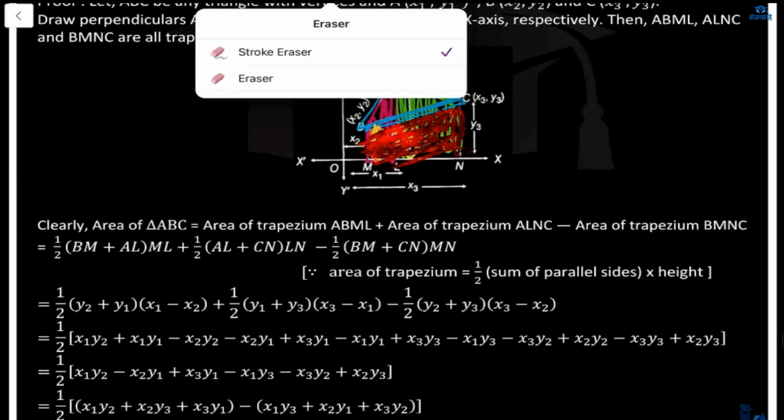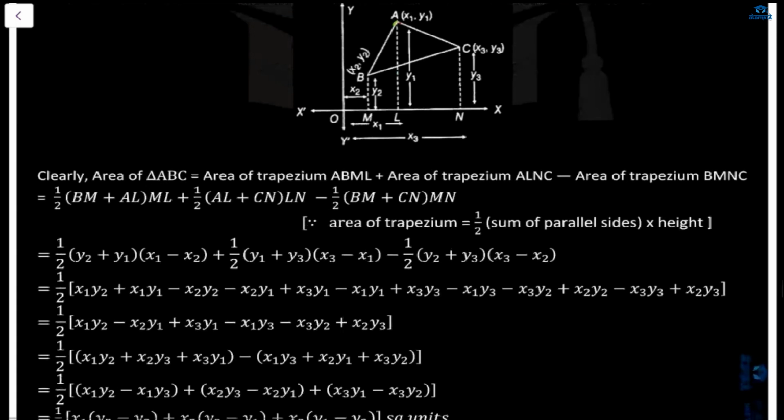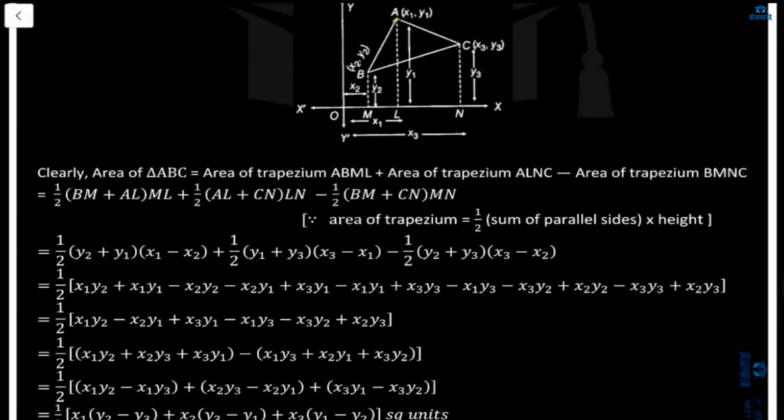Now, if you have understood, I'm going to erase this, else you'll not be able to see the diagram. Now see here. That's why I have written area of trapezium ABML plus area of trapezium ALNC minus area of trapezium BMNC. Now how can you find out the area of a trapezium? The area of a trapezium is given by half the sum of the parallel sides, into the height between the both parallel sides.